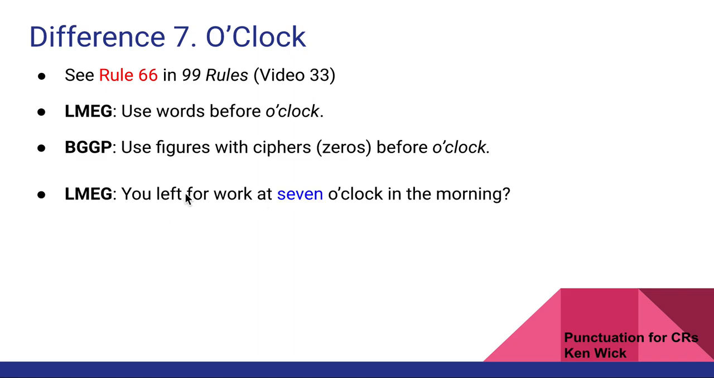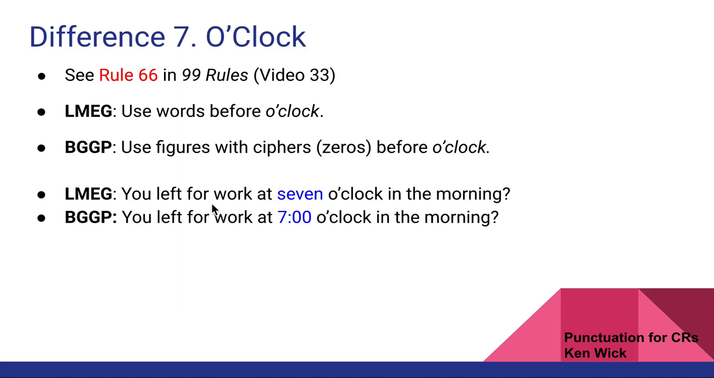So examples would be you left for work at seven o'clock in the morning. So LMEG would use words. Maybe I should have color coded that blue. The BGGP would say you left at 7:00 o'clock in the morning. So here you'd use figures with the ciphers, with the zeros, just not 7. Interesting to note that the Gregg Reference Manual actually calls the BGGP not a correct format, but that's just its style.